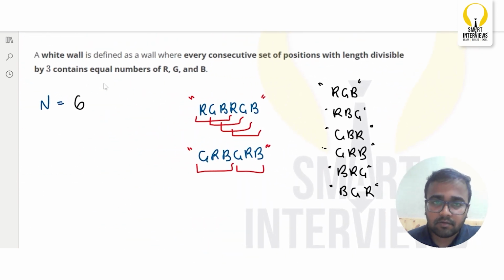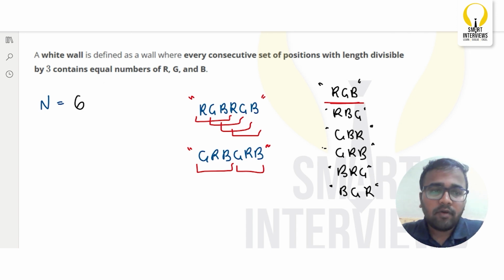So we will convert such strings by repeating these patterns. So this is all about the problem. Now we have seen for n equal to 6. What if the size is 8? So for an 8 size string, as I said, the pattern should be repeated.